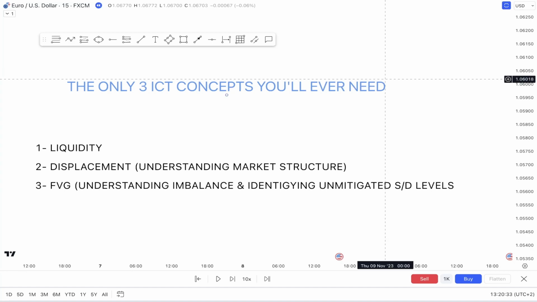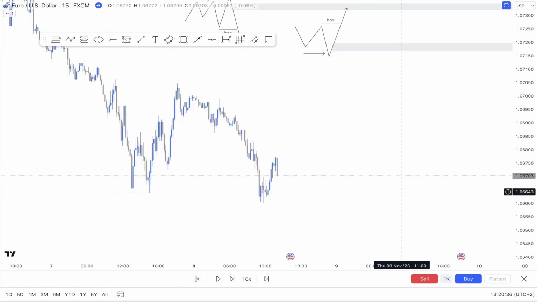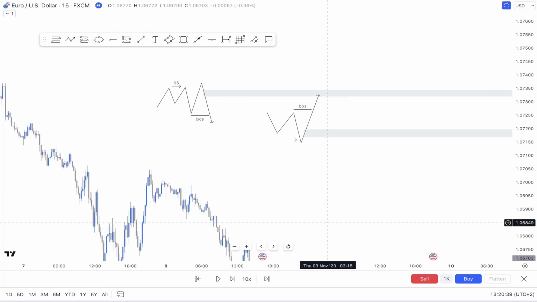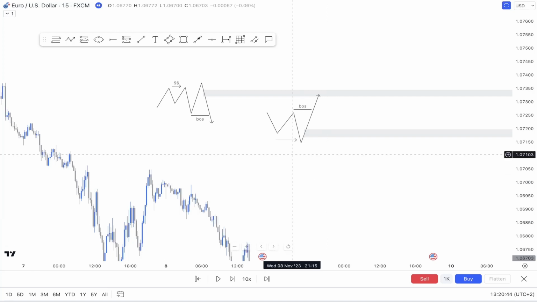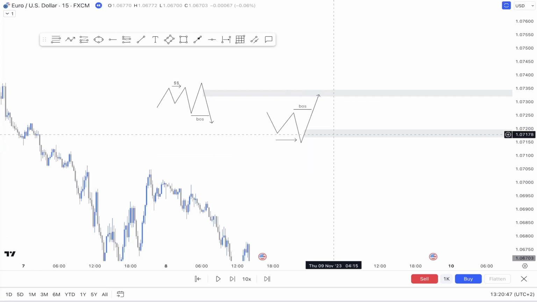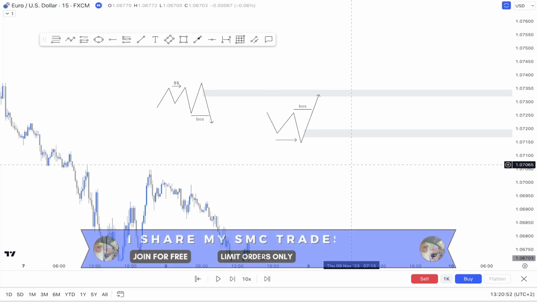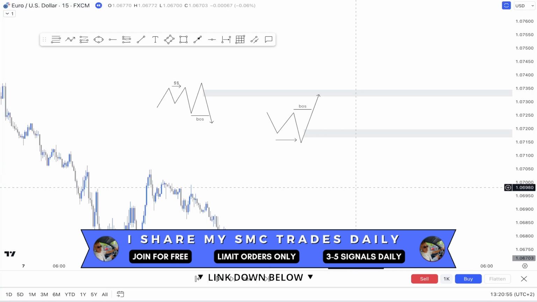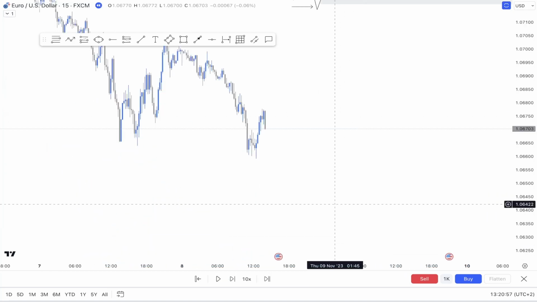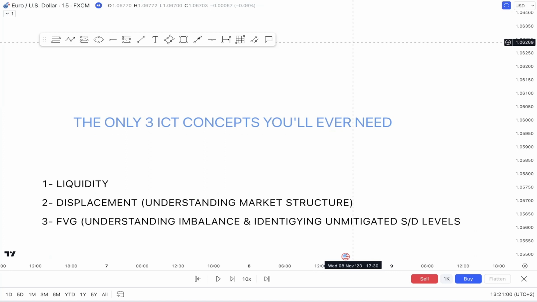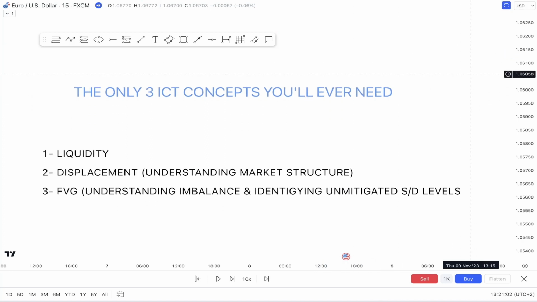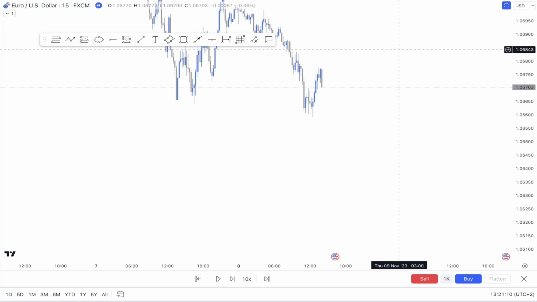And me personally, I always look to identify unmitigated supply or demand levels, levels where I see imbalance, because if I see that, I know that I had an aggressive displacement. All right, and like I said, that is a must. If I don't see that, then I am not considering that setup. And these are legit the three concepts I personally use on a day-to-day basis, and these are the concepts I think you'll ever need. Okay, so that being said, let's quickly jump into the trade example.